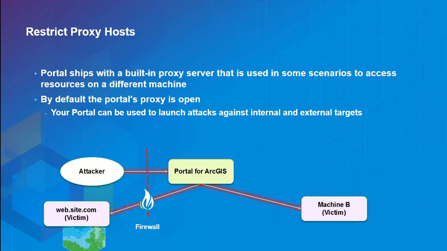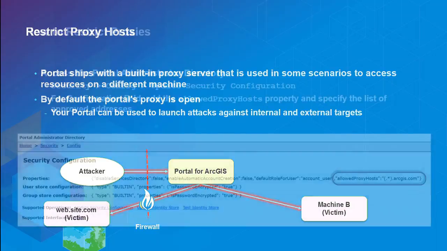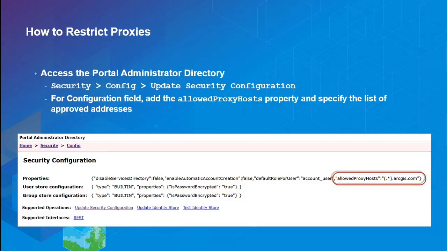But the point is also, an attacker can use that same proxy to hit a machine on your network that you didn't expect either, potentially exfiltrate information that you had no idea that they could get at. So it's really important to consider controlling this.